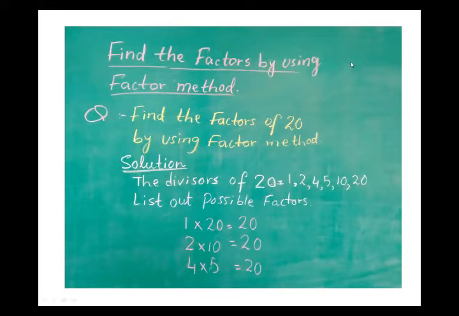Firstly, we just list out all the divisors of that number. Let's suppose we take the number 20. We list out the divisors of 20: 1, 2, 4, 5, 10, and 20. By using these divisors, we find the factors of that number. So there are some factors: 1 into 20, 2 into 10, and 4 into 5. For all these factors, the product is 20.